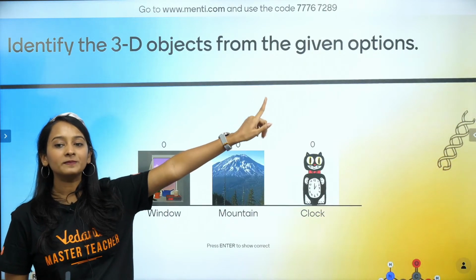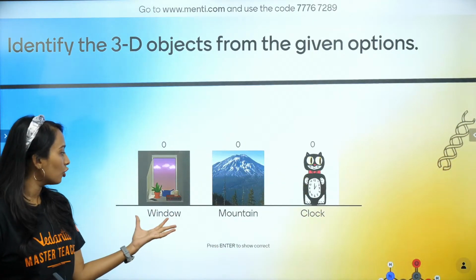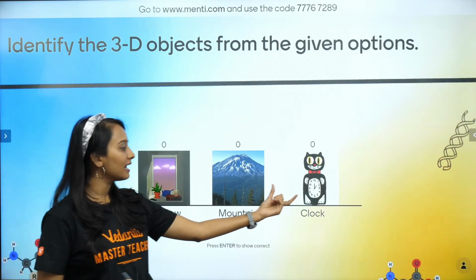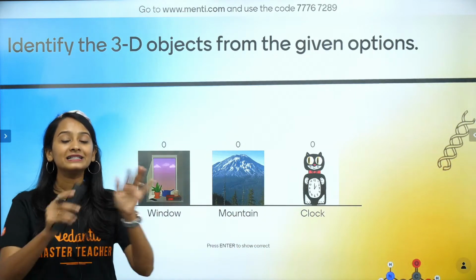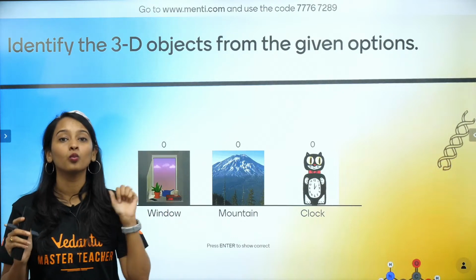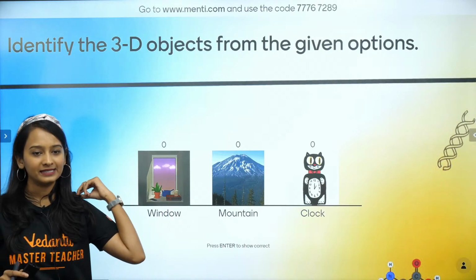Identify the 3D objects from the given options. One is window, mountain and clock. One of them is a 3-dimensional object. What is that? What is that?